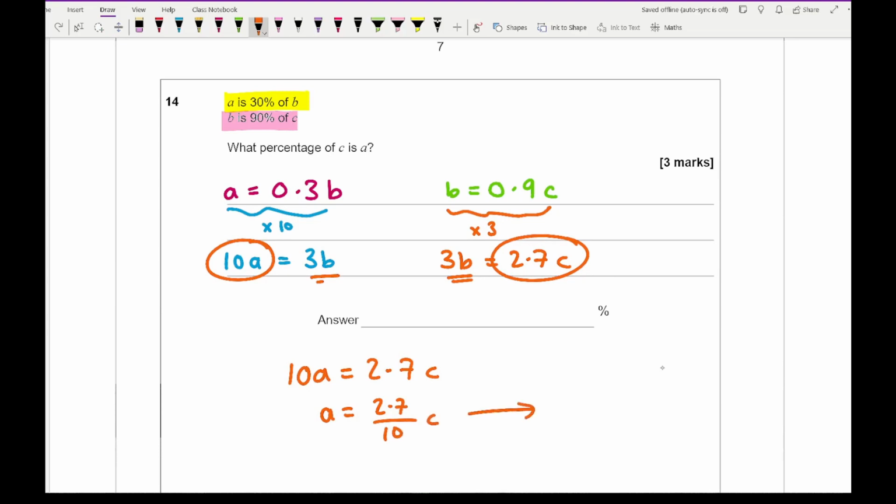Then writing an equivalent fraction of this, I get A equals 27 over 100 C. So what's this as a percentage? Well, it's going to be 27%. And there we go.